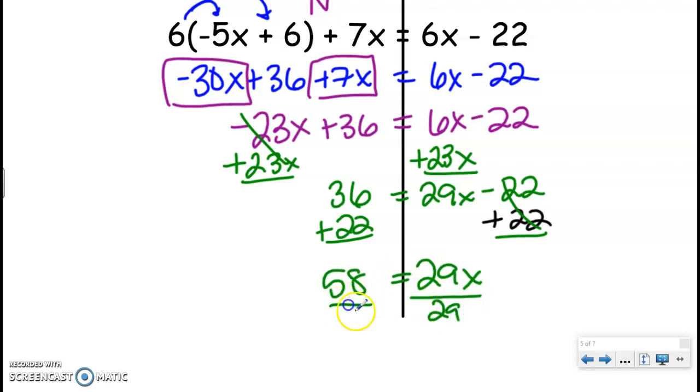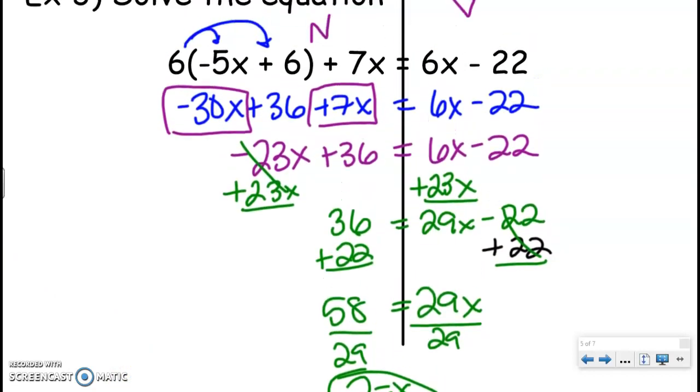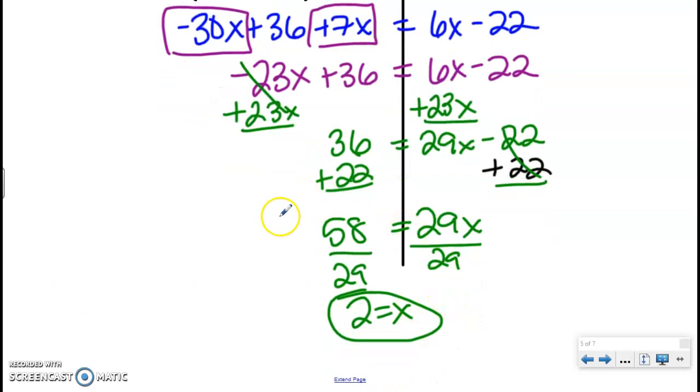Last up is to divide by 29 on both sides. I'm running out of room, but I get 2 equals x. Okay. If you had moved the variables to the left side instead of the right side, you would have had negative 29x equals negative 58, which still gives you a positive 2.